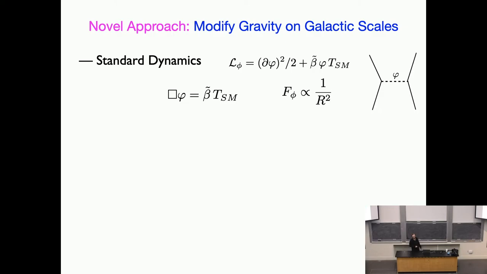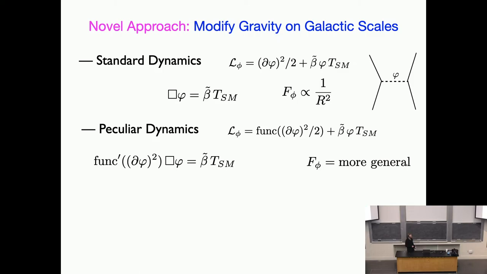So that's standard. If you want something else, you have to do something very peculiar. You can imagine lifting the kinetic term to some function of (dφ)². Imagine you cook that up. It's technically Lorentz invariant. You can do this. If you write down the corresponding wave equation, it becomes some nonlinear wave equation equated to some source. And by appropriate choice of function, you can basically spit out more or less whatever force law you like. So if you want a 1 over r force for Mondian dynamics, there is a corresponding function that will do that for you. But now here comes the rub.